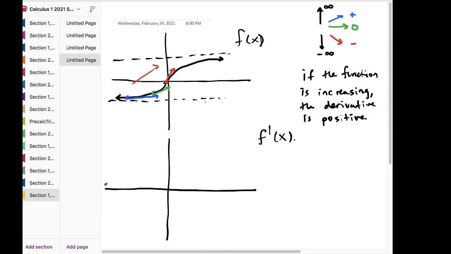Yeah, it's getting bigger, and it's still staying positive, right? At one point, does it stop increasing and start to flatten out? Maybe the derivative starts to flatten out again. Yeah, so when it's reaching this asymptote, it's starting to flatten out.